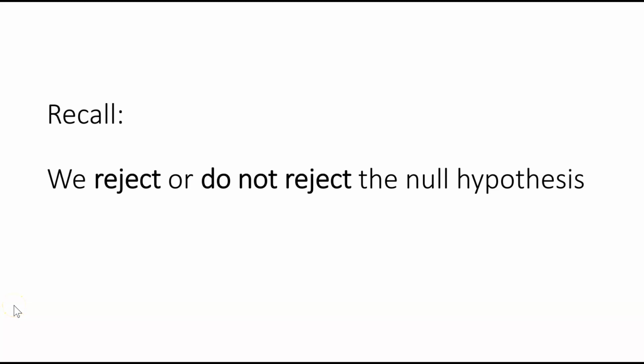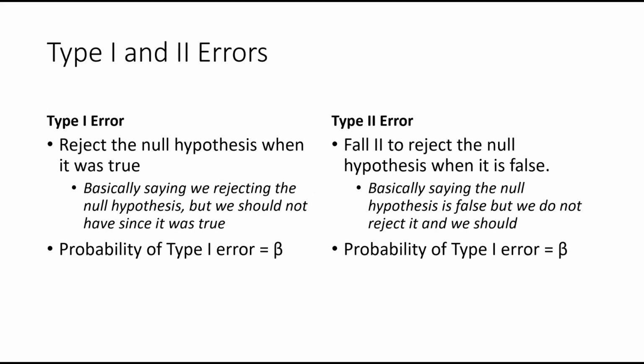Okay, we're back in section 9.1, and just recall that our two options are to reject or do not reject the null hypothesis. So for type 1 and type 2 errors, what would happen is we would reject the null hypothesis, but it was actually true. So basically what we're saying is we rejected the null, but we shouldn't have because it was true. And then a type 2 error, and this is really helpful to remember, is we fail to reject the null hypothesis when it's false. Basically saying the null hypothesis was false, but we do not reject it, and we should.